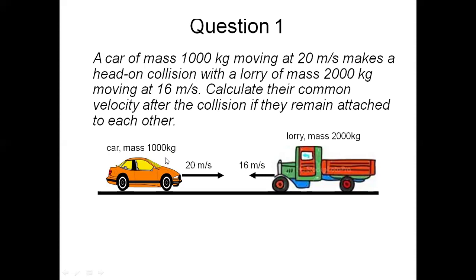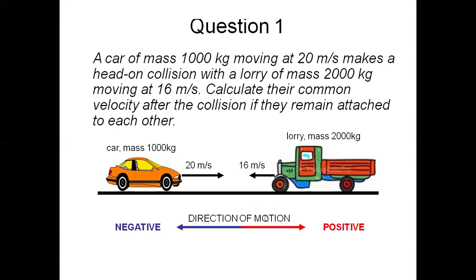So what will be the total mass after collision? 1000 plus 2000, that is 3000 kg. So what will be the common velocity that we have to work out? But remember, we have to take care of the sign here. If you are taking the right direction, that is the direction of the car, 20 meter per second, as positive, then the direction of the lorry will be taken as negative. Afterwards, what will be the direction of their combined motion? We have to check the answer. If the answer comes negative, it means the direction will be leftward. If the answer comes positive, it means the direction will be rightward.